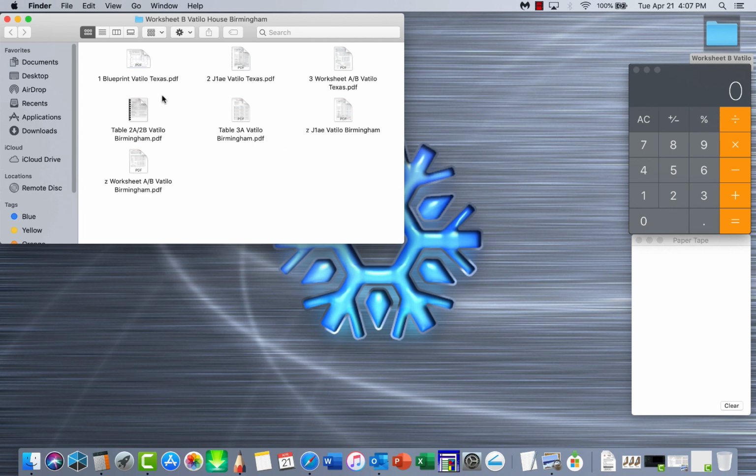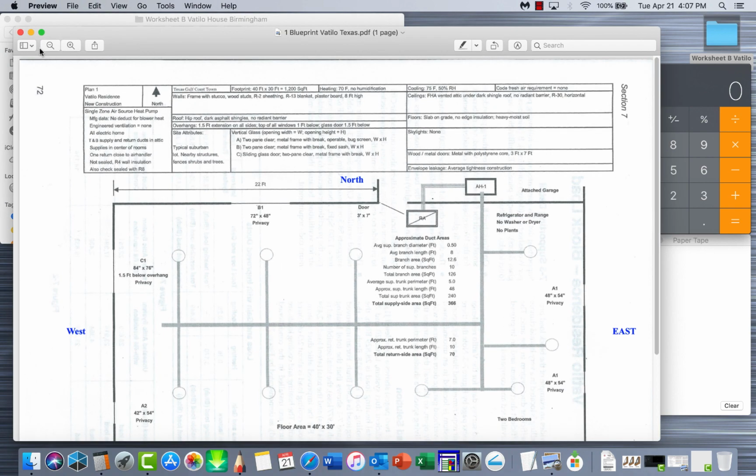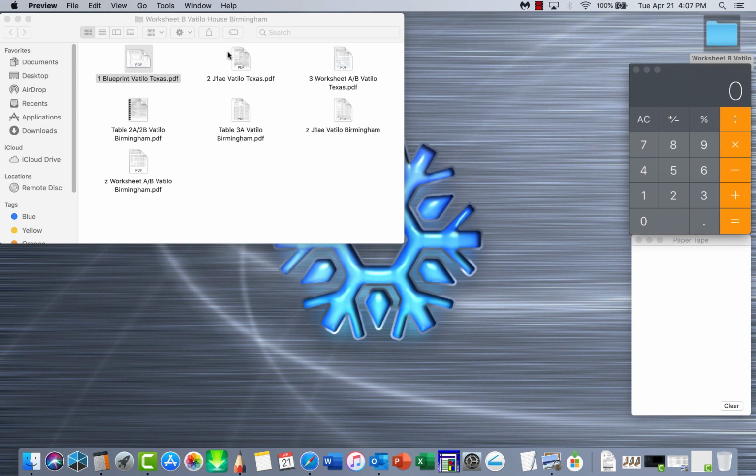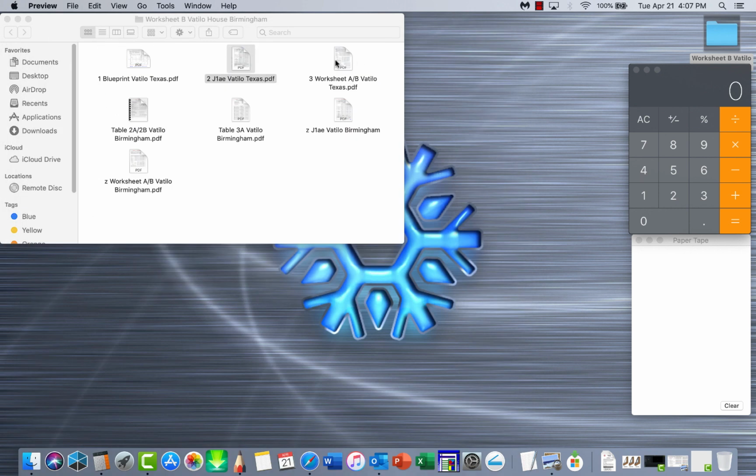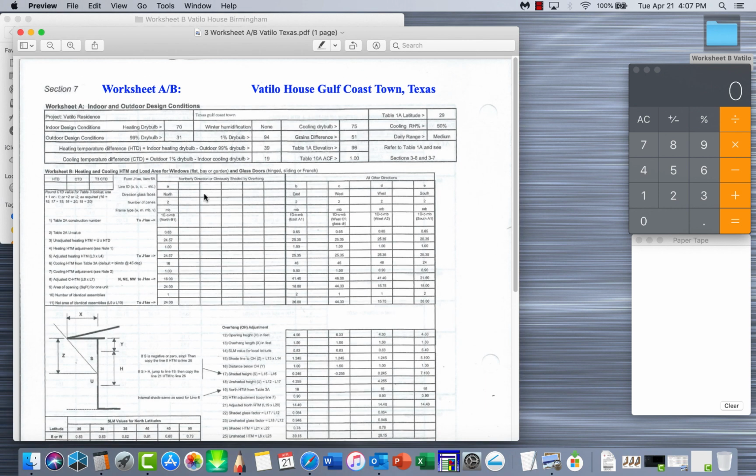The things you'll need for this one are, of course, your blueprint. You will need the original Vatilo house J1ae form. And you'll need the Windows worksheet where it shows all the calculations already done for the house in Gulf Coast Town, Texas.